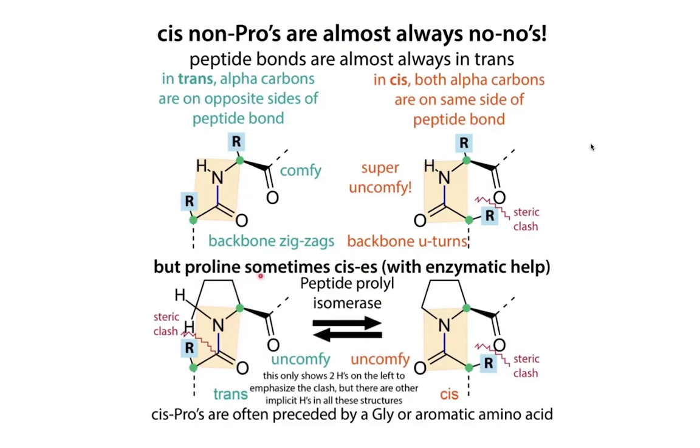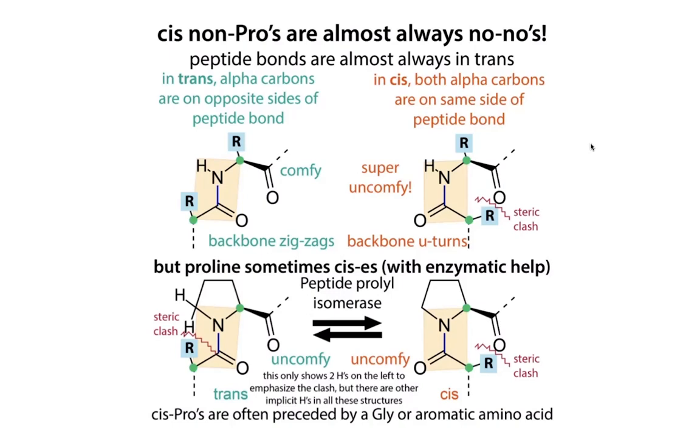But one of the reasons why it's good for weird little tight turns is because it can form this cis form. So basically, proline is so awkward that it's always going to be causing steric clashes, whether it's in the trans form or in the cis form. In the trans form, the R group of the residue next to it is going to be clashing with the hydrogen on this proline. Note that I've just drawn in these two hydrogens here to emphasize this clash. But you're going to have those same hydrogens in the cis form, as well as implicit hydrogens throughout the structure that I'm just not drawing so that I don't clutter things. Long story short, you're going to have steric clashes in both of these forms.